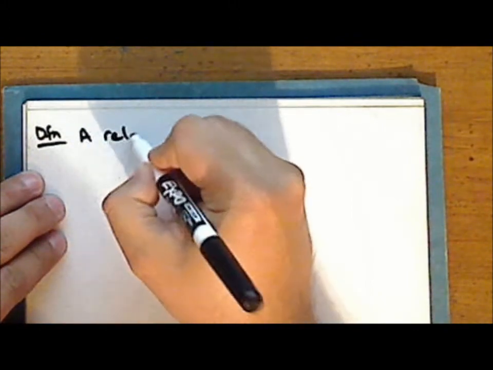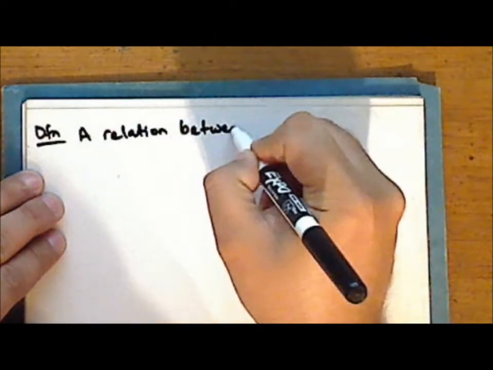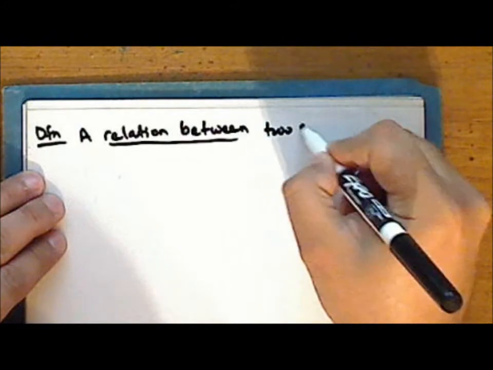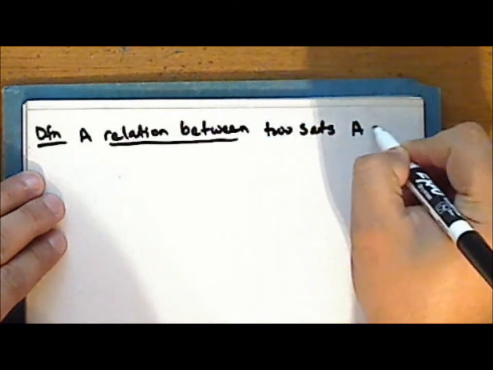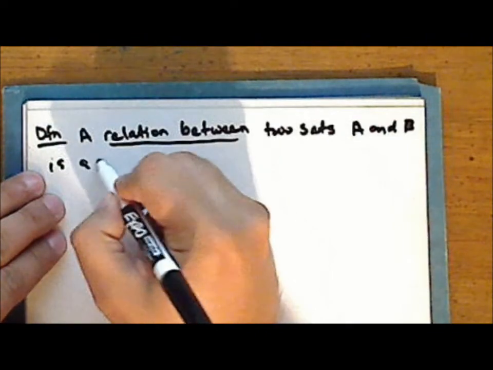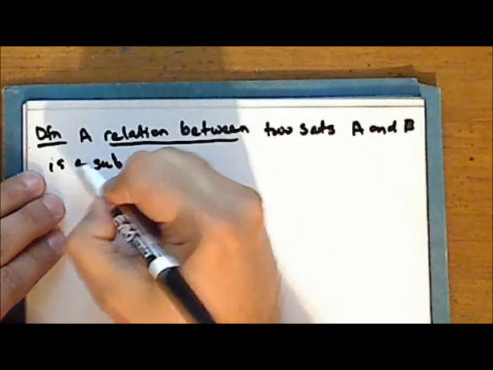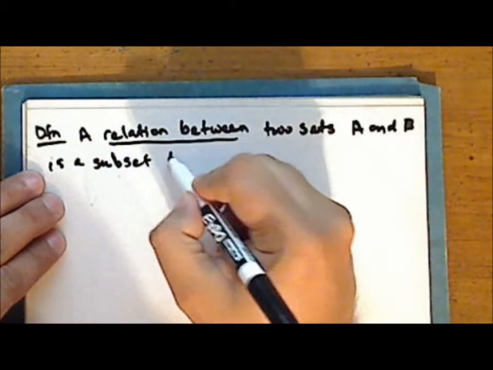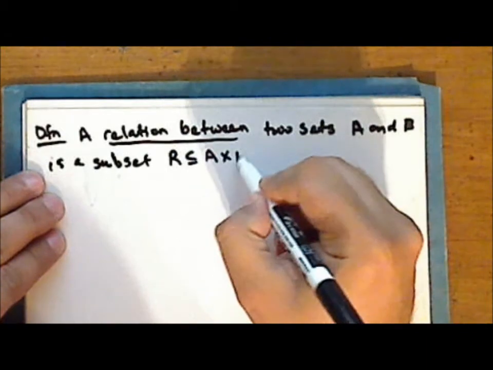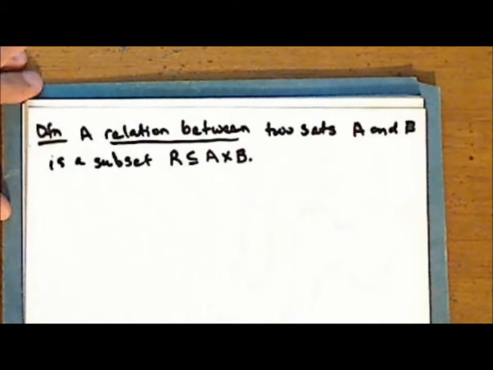A relation between two sets, A and B, is a subset R of the product, the Cartesian product of A and B. And so a relation contains ordered pairs.